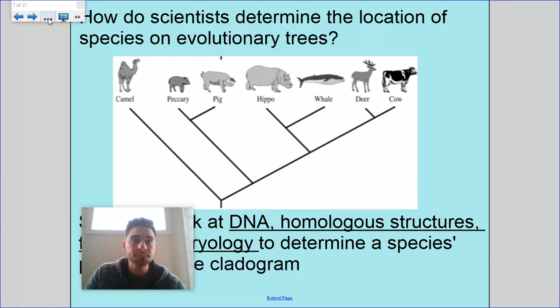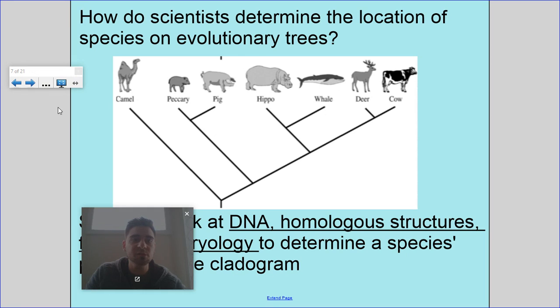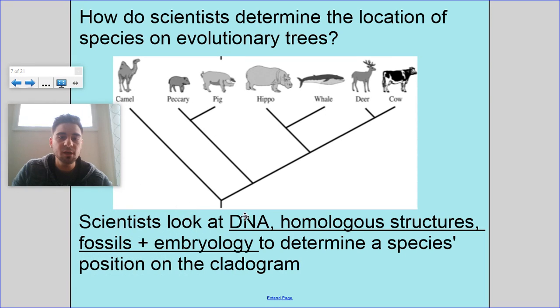Now, how do scientists actually determine where to place these species? It comes down to DNA. You can look at how their DNA matches, or homologous structures. That's when you have similar bones. For example, whale flippers and human hands. We have very similar bones that make up this anatomy. And what you see is that it most likely came from a common ancestor. It's not a coincidence.